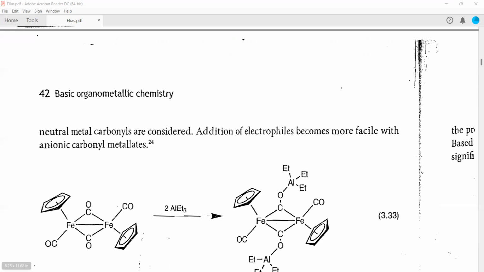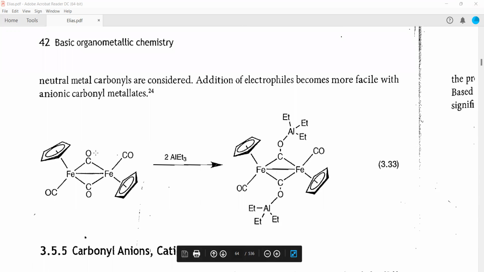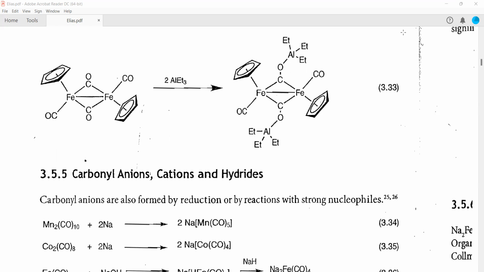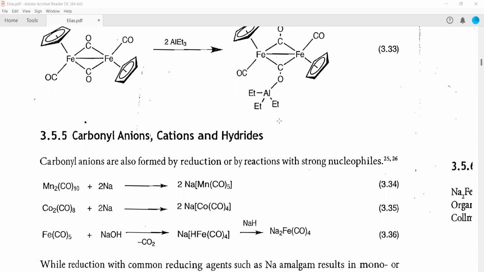So one example is given in equation 3.33, which is written over here. So this is the bridging carbonyl, and then there is terminal carbonyl as well. But when you use AlEt3 in two equivalents, it only binds to the bridging carbonyl first, and the terminal carbonyl remains like that. Now a different type of reaction we are going to study is the carbonyl anions, cations, and hydrides.